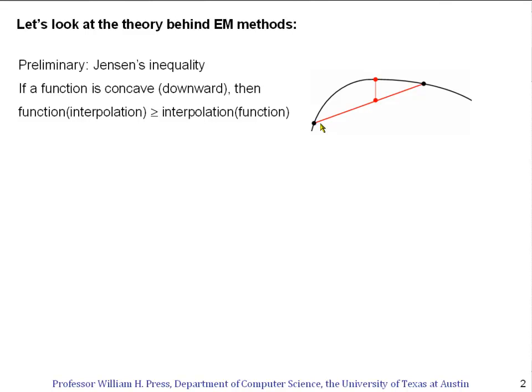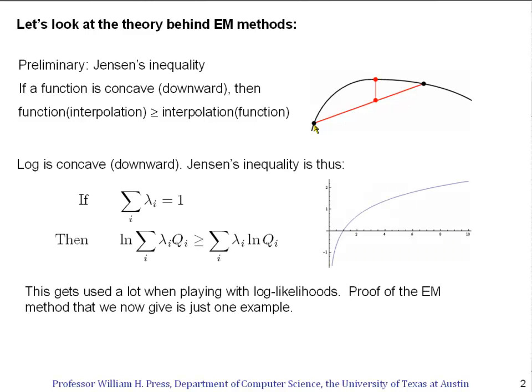Now, this interpolation is a weighted average between two points. But Jensen's inequality is also true if you have a weighted average of multiple values. So here's Jensen's inequality applied to the logarithm function, log, which is shown here, which you can see is concave downward. The second derivative is everywhere negative.